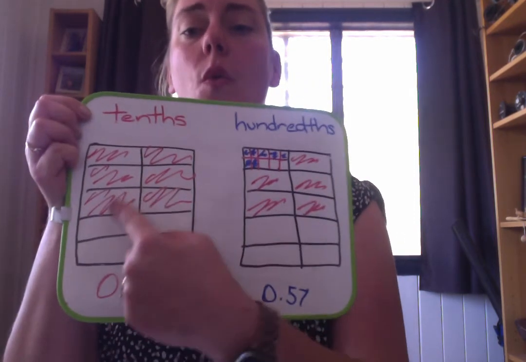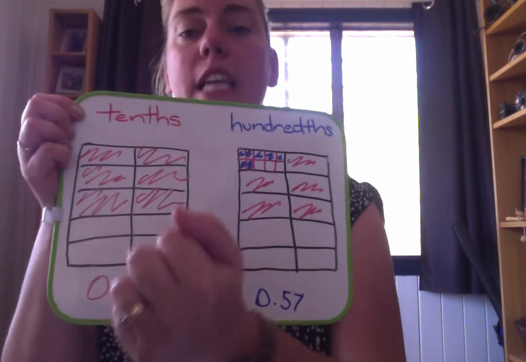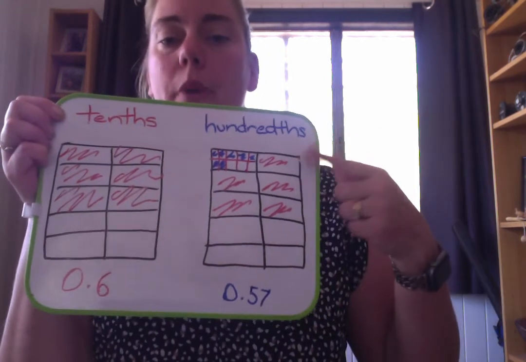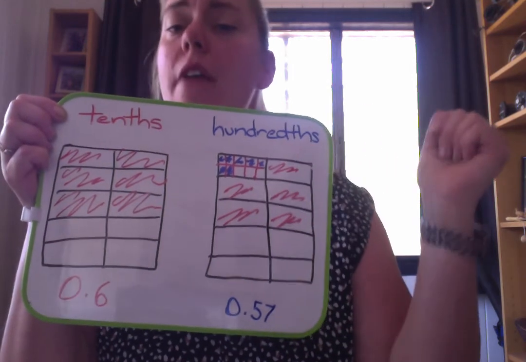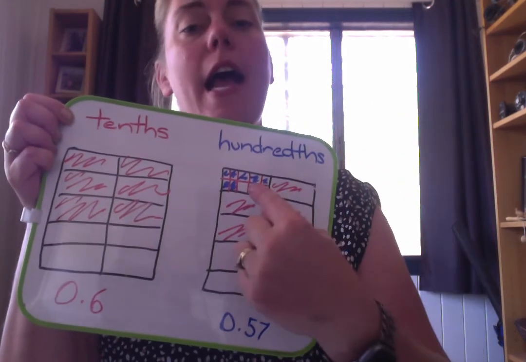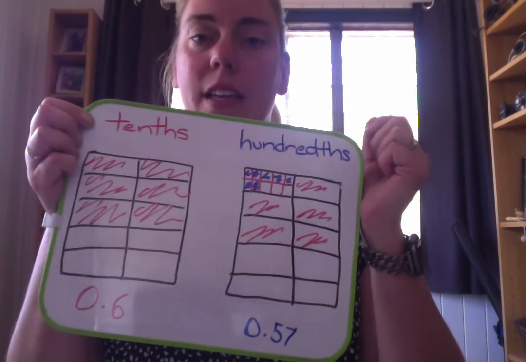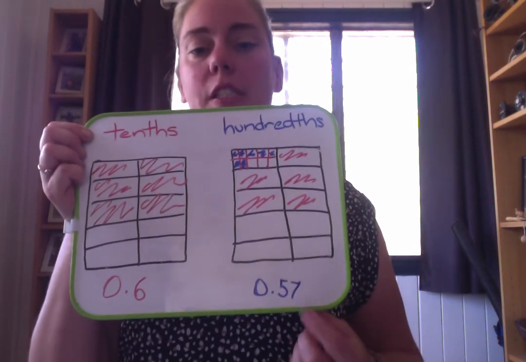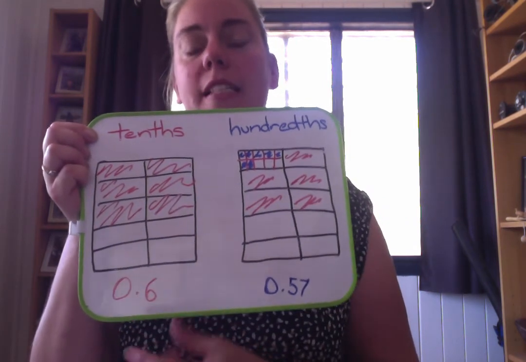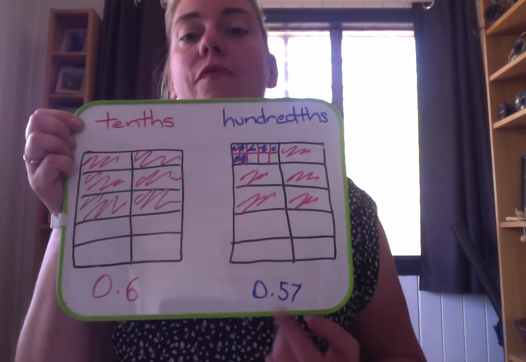0.6 has 1, 2, 3, 4, 5, 6 whole tenths coloured in. But on this side we have 1, 2, 3, 4, 5 whole tenths coloured in and only 7 parts of our 6/10 coloured in. So we have to remember, just because this one has more and this one has less numbers doesn't mean that this one's value is more.